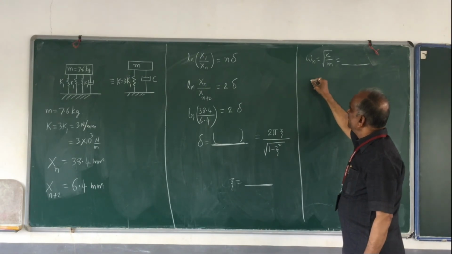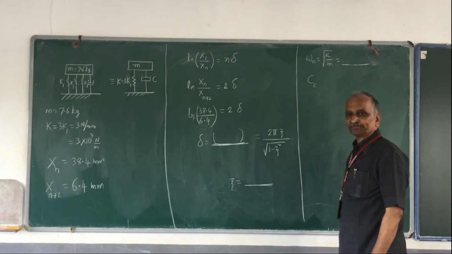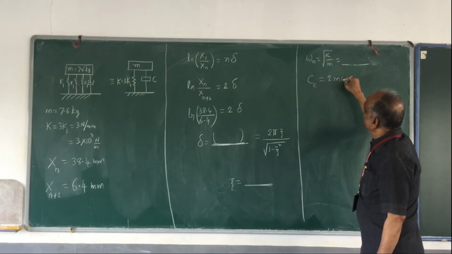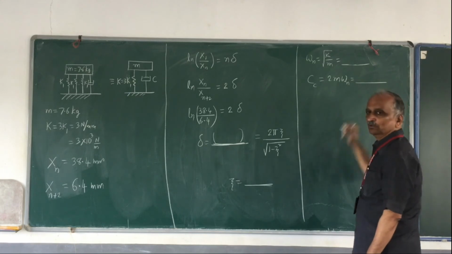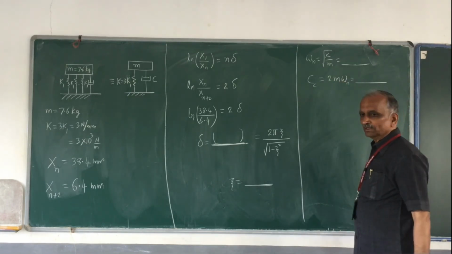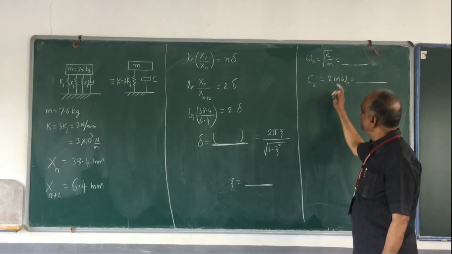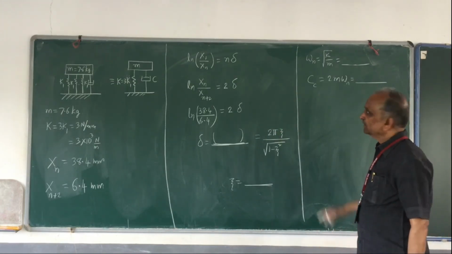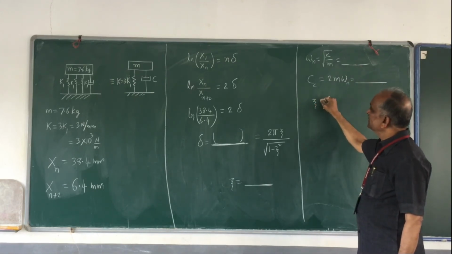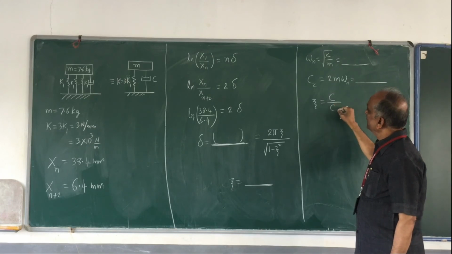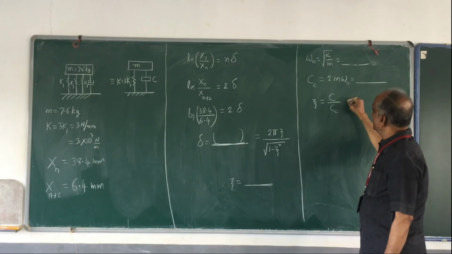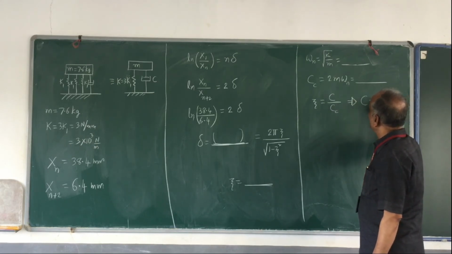Then you can find out Cc. Cc is equal to 2m into omega n. You know omega n from this, and m is known to you. Therefore Cc is known to you. m is 7.6 kg. Omega n is this value. Now what is zeta? Zeta is equal to C divided by Cc. So you know zeta, you know Cc, and from this you find out C.